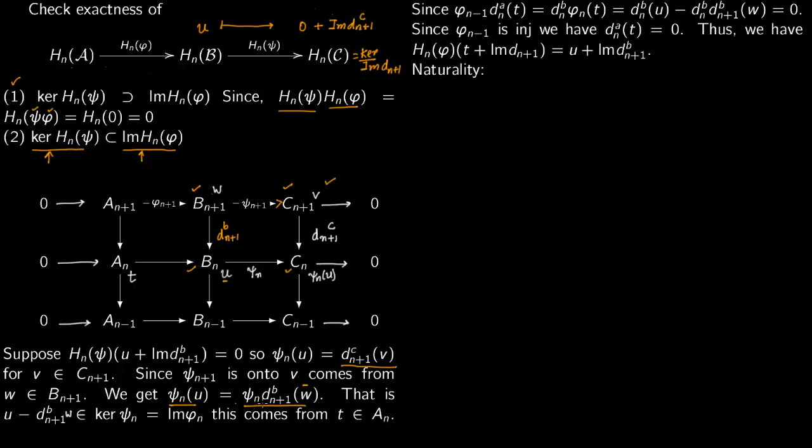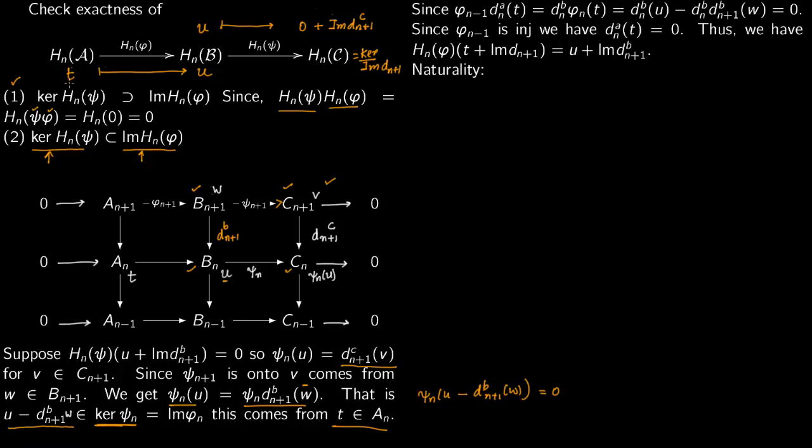So this we can rewrite as phi n of u minus d b n plus 1 w. I'm rewriting this, so this equal to becomes this equal to 0. So this u minus d b n plus 1 w lies in the kernel of xi n, so lies in the kernel here. That means you can lift this to some element t here. So this comes from t in a n. So now we have the map. You have t gets mapped to u, and then this u gets mapped to 0.